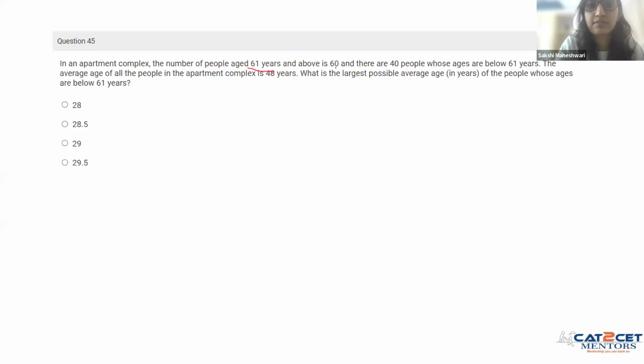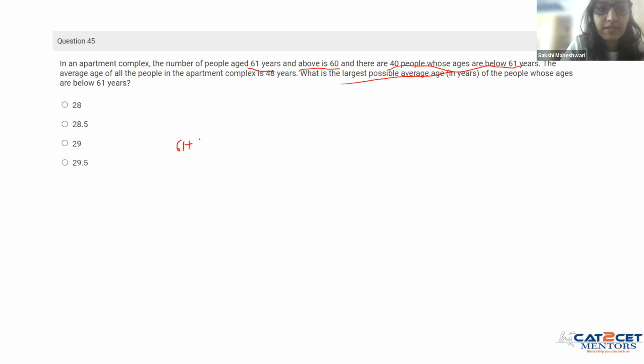Aged 61 years and above is 60, and 40 people whose age is below 61 years. And the average age of all the people is 48. So we want to identify the largest possible average age of people whose age is below 61.